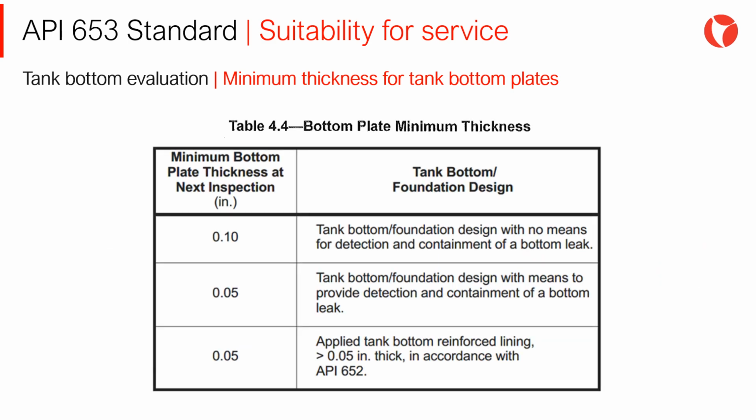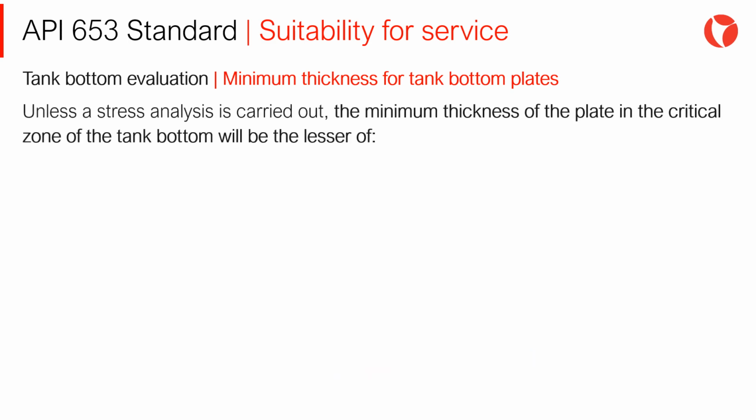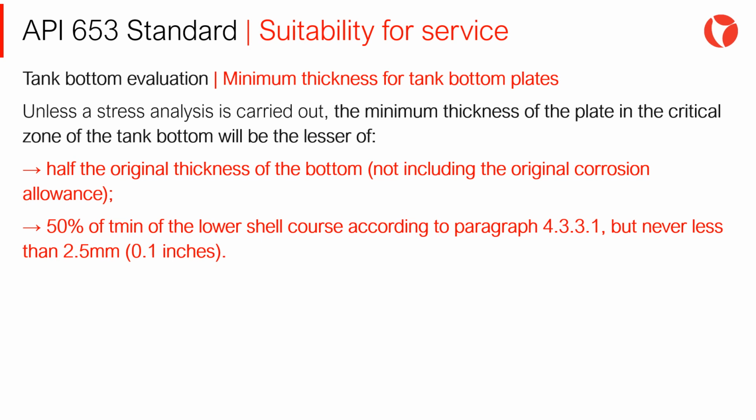Table 4.4 indicates the minimum bottom plate thickness at the next inspection interval, depending on the tank bottom and foundation design. Unless a stress analysis is carried out, the minimum thickness of the plate in the critical zone of the tank bottom will be the lesser of the following: half the original thickness of the bottom, not including the original corrosion allowance, or 50% of T minimum of the lower shell courses according to paragraph 4.3.3.1, but never less than 2.5 mm.